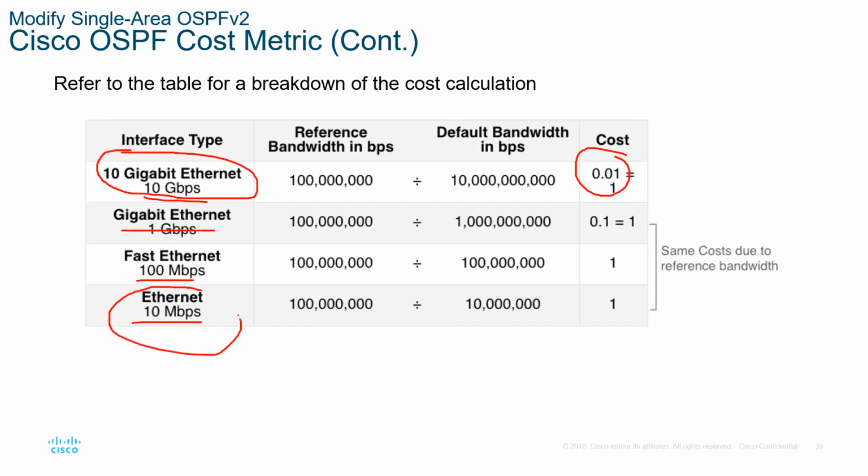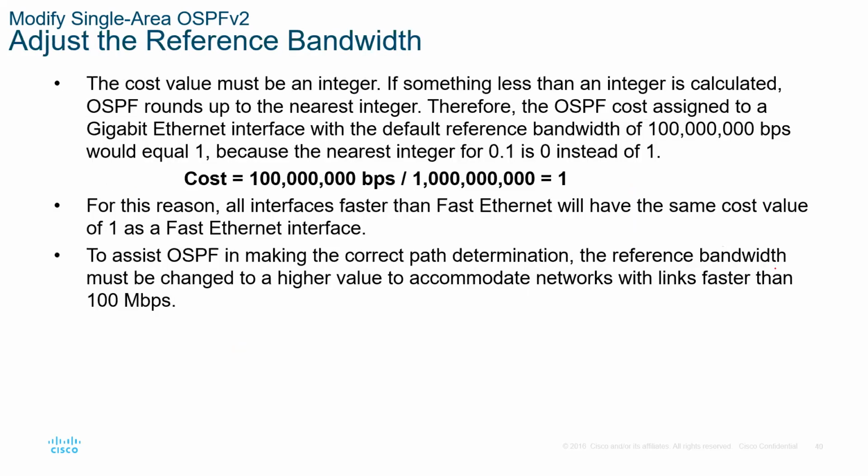You see, Ethernet 10 Mbps has a cost of 1, 100 Mbps has a cost of 1, and Gigabit Ethernet has a cost of 0.1, or 1. We say it's the same cost due to the reference bandwidth. The cost value must be an integer, and if something less than an integer is calculated, OSPF rounds it up to an integer. For this reason, all interfaces faster than Fast Ethernet will have the same cost value of 1.